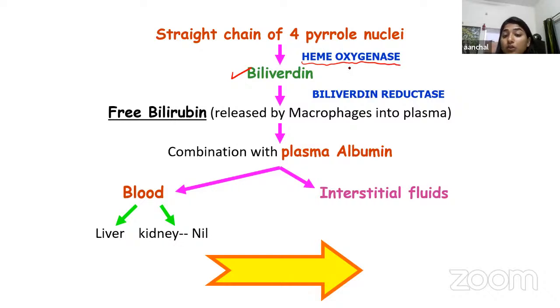And this is very important. All the students need to remember that this gets converted into biliverdin. Then this biliverdin gets reduced with the help of biliverdin reductase and gets converted into free bilirubin, okay, released by macrophages into plasma. Now, in combination with plasma albumin, it enters the liver and kidney and also interstitial fluid. So in the kidney, there is no such action present. Now, what will happen in the liver?